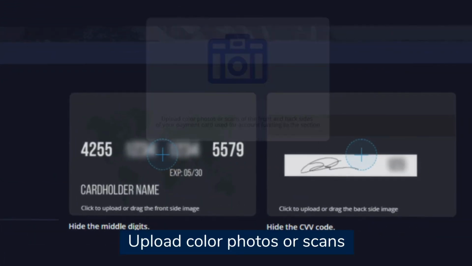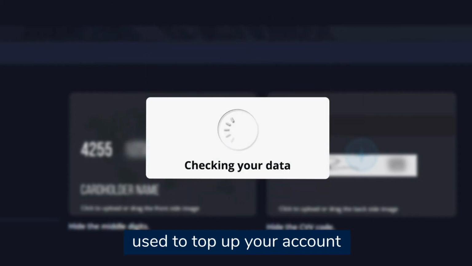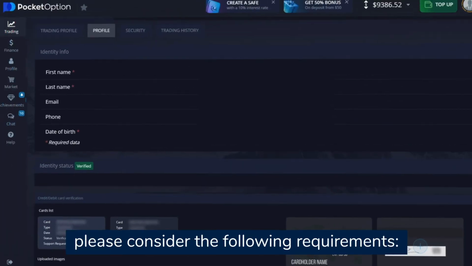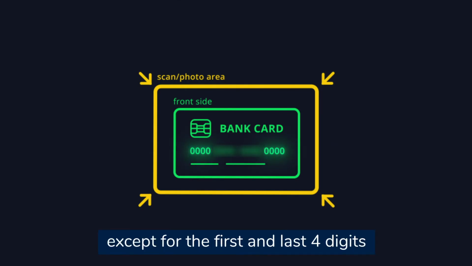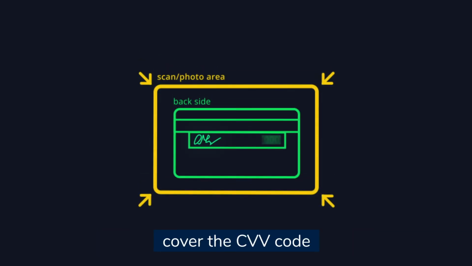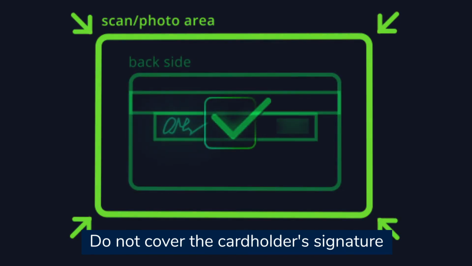Upload color photos or scans of the front and back sides of your payment card used to top up your account. When photographing your card, please consider the following requirements. On the front side of the card, cover all the numbers except for the first and last 4 digits. On the back side of the card, cover the CVV code. Do not cover the cardholder's signature.